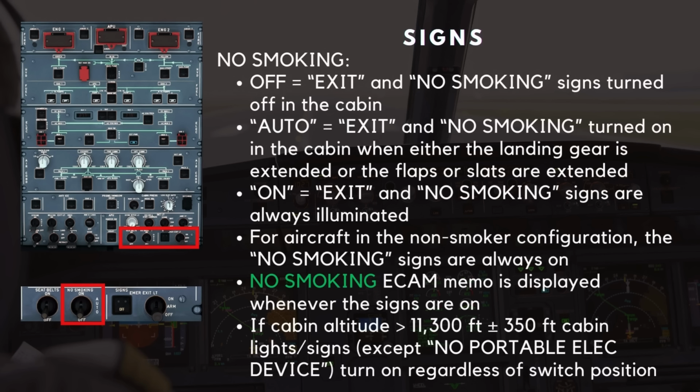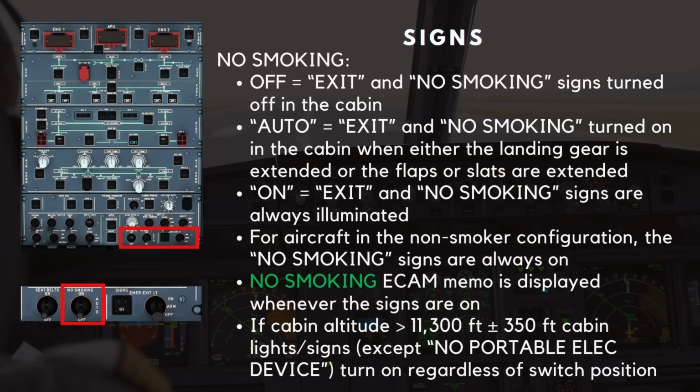It has 3 positions. In the off position, the exit and no smoking signs are turned off in the cabin. In the auto position, the exit and no smoking signs are turned on in the cabin when either the landing gear is extended or the flaps or slats are extended. When in the on position, the exit and no smoking signs are always illuminated. For aircraft in the non-smoker configuration, the no smoking signs are always on. The no smoking ECAM memo is displayed whenever the signs are on.